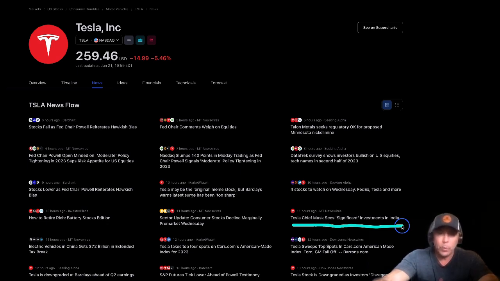And India is doing really well in comparison to historically, but that country is doing extremely well, and the economy is up and coming. Tesla sweeps top spots in Cars.com American-Made Index over 4 GM, as an example. Tesla takes top 4 spots on Cars.com American-Made Index for 2023. Electric vehicles in China gets 72 billion in extended tax.